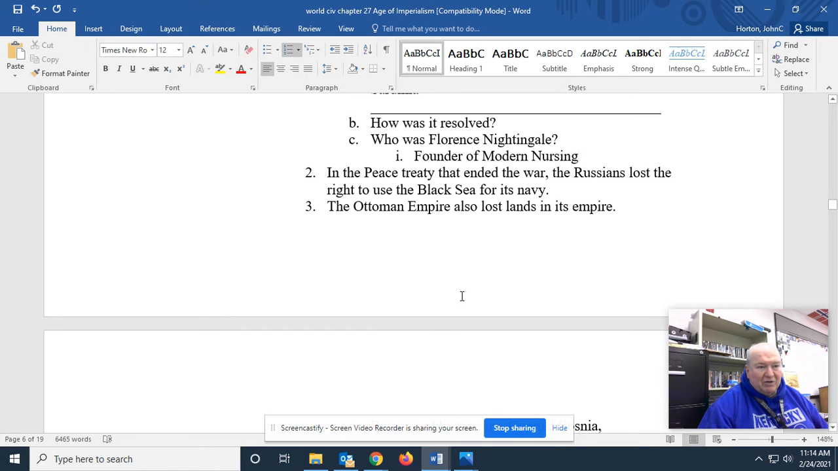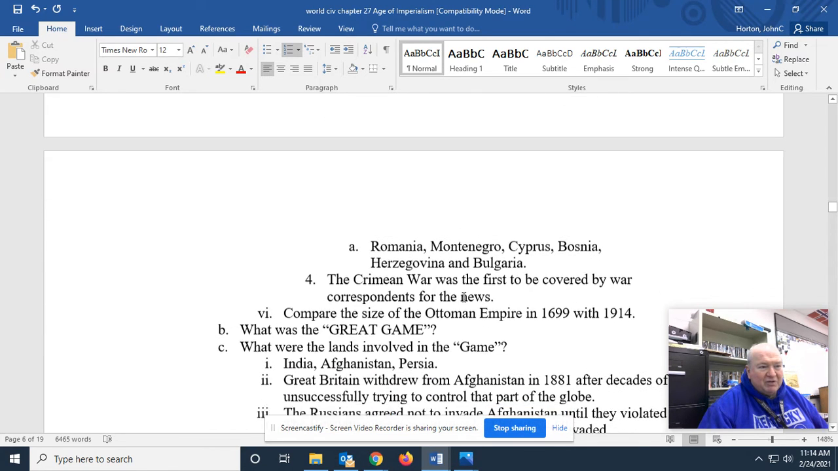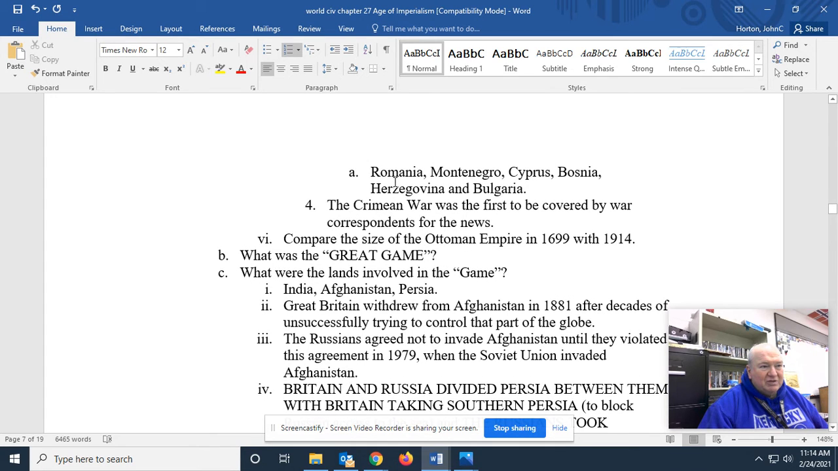The Ottoman Empire also lost lands in its empire. I mean, that's one of the unique things. The Ottoman Empire lost Romania, Montenegro, Cyprus, Bosnia, Herzegovina, and Bulgaria. Even though the Ottoman Empire was on the winning side of the war, they lost territory. For one thing, it just showed that the British and French didn't care about the Ottoman Empire. The British and French just wanted to make sure that Russia didn't get more powerful.